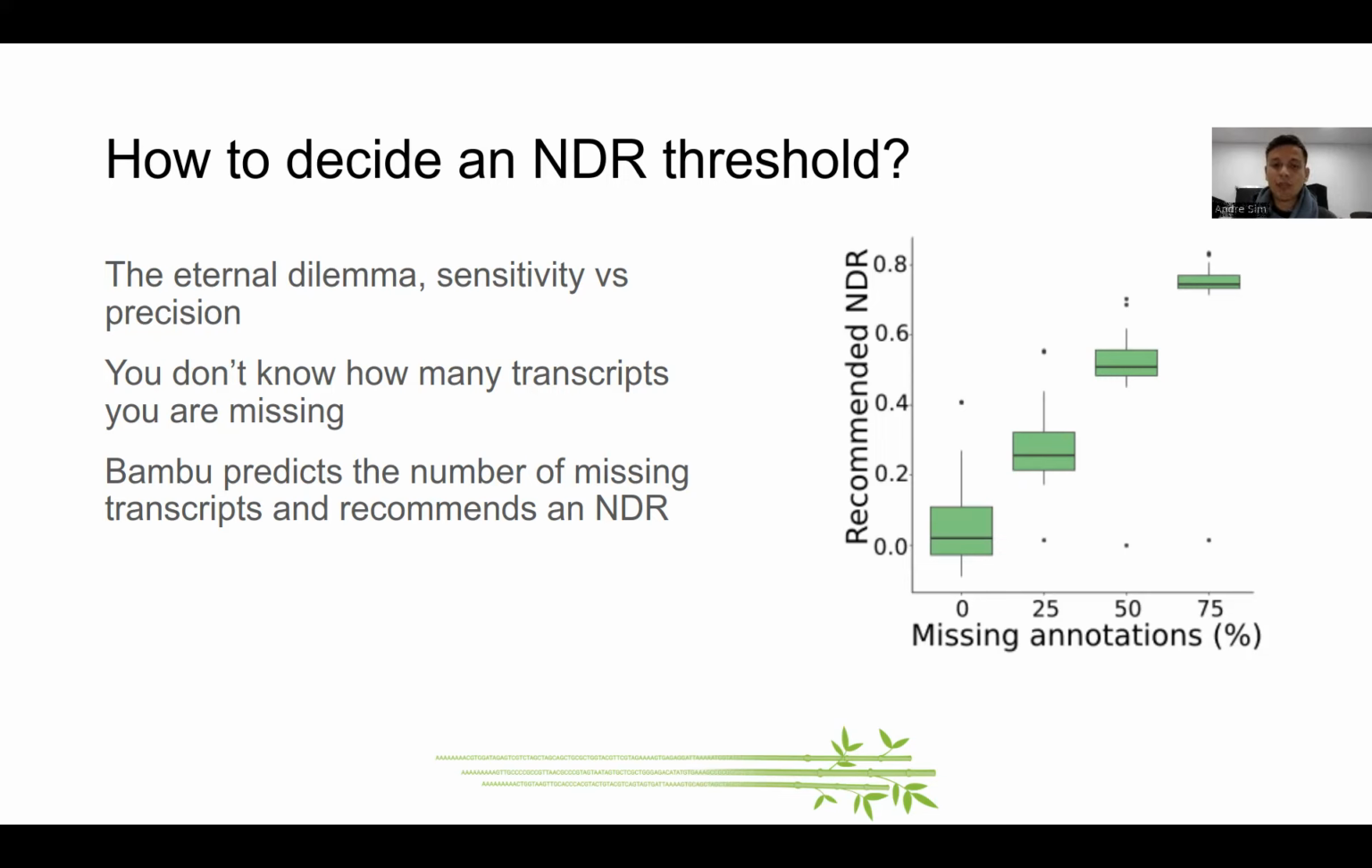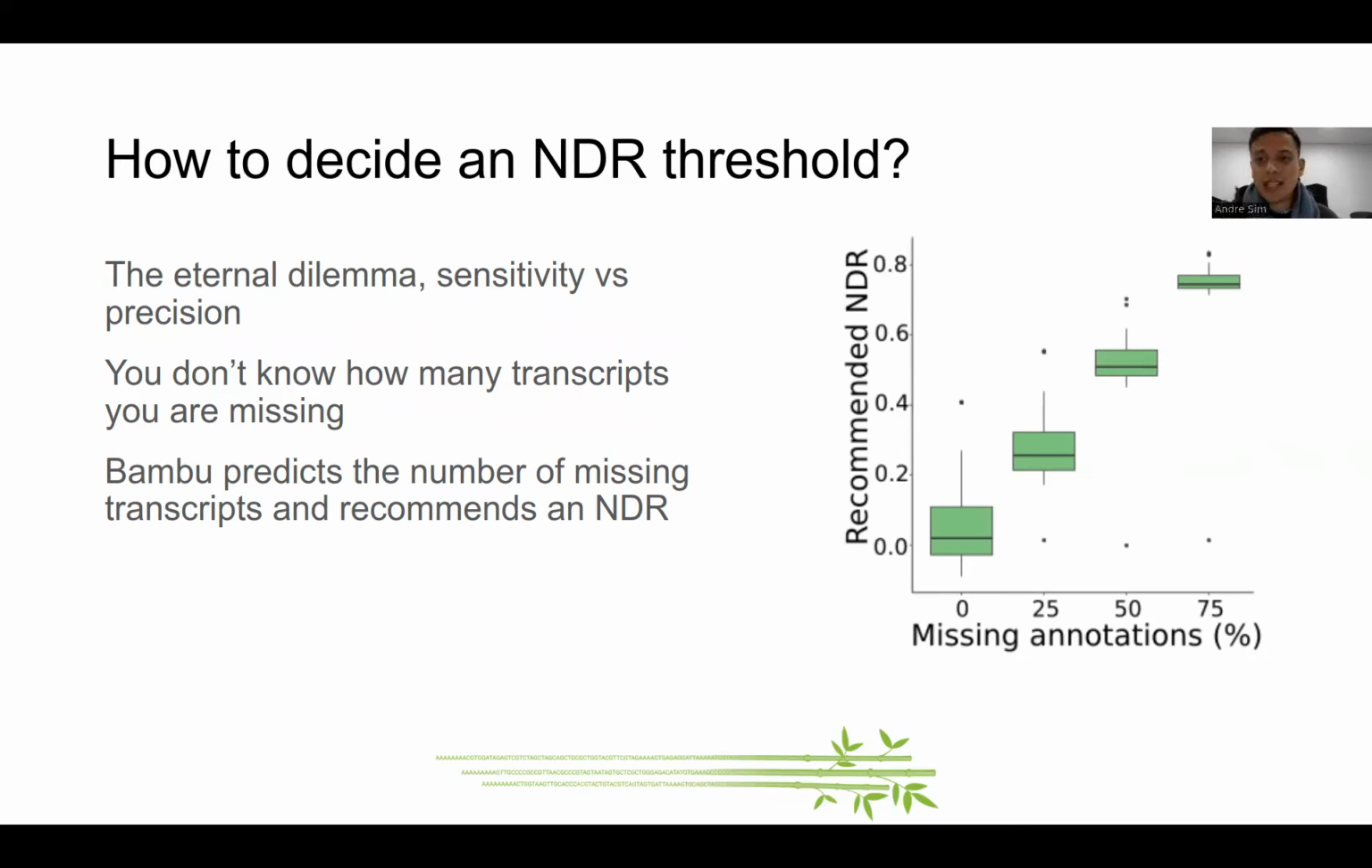So what we developed in Bambu was a way that it can actually predict how many transcripts might be missing, and then by default, it will suggest to you a novel discovery rate for your sample that essentially matches it up as if you had high quality annotations like we have in human. The way we tested this is we removed random different proportions of annotations from the human genome, 25, 50, and 75% in this case, and then we allowed Bambu to predict which NDR is appropriate for that sample. So imagine it as an analog of a poorly annotated sample.